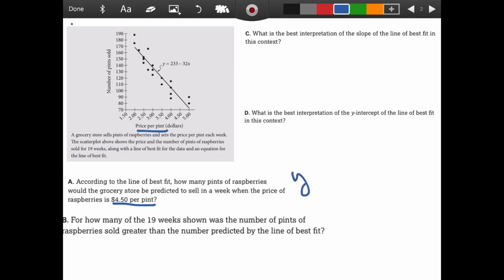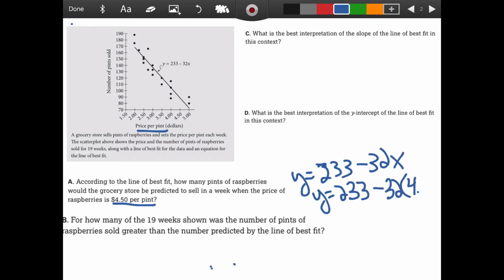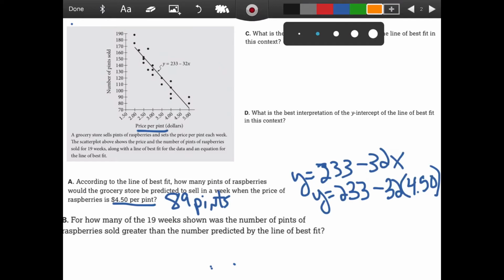So using the equation that we're given, y equals 233 minus 32x, we could plug in 4.5 for x and we get y equals 233 minus 32 times this $4.50, which when we multiply that out, we get a total number of 89 pints. So that's one thing that they could ask you.